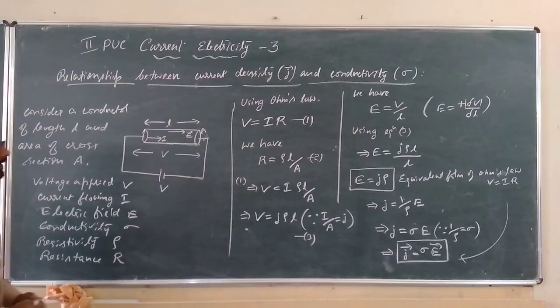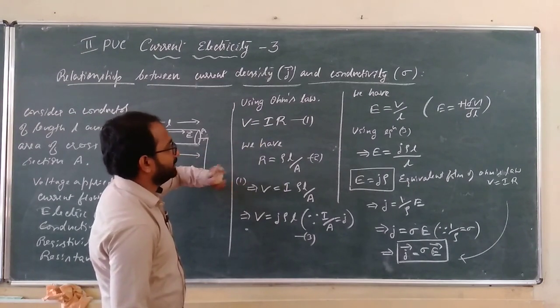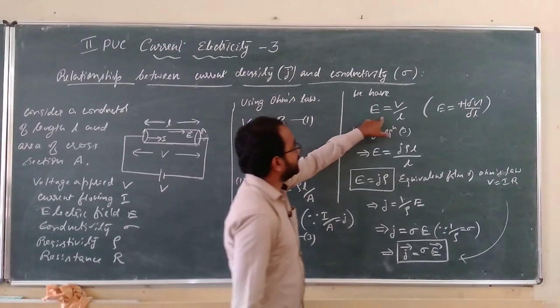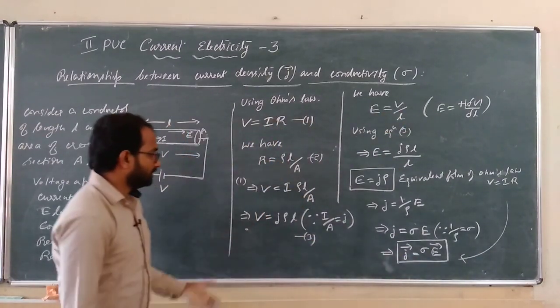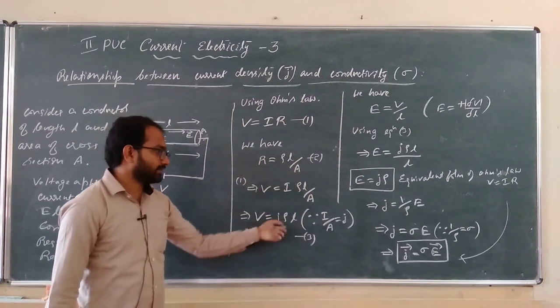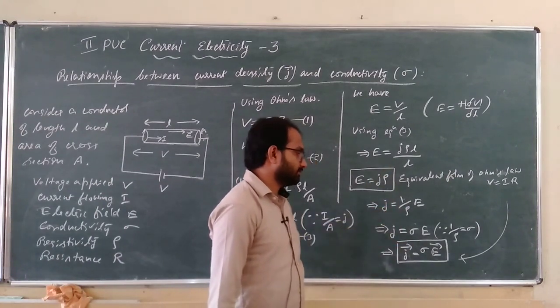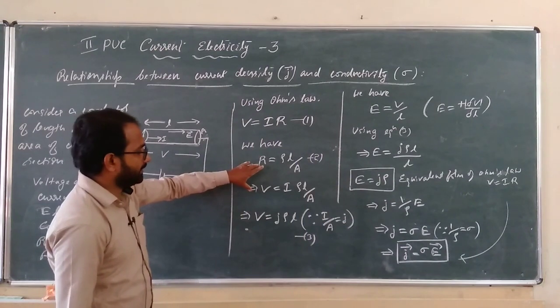Important derivation. Main three steps: V is equal to IR, R is equal to rho L by A, E is equal to V by L. Then using these you have to derive J is equal to sigma E. You should know that I by A is current density and 1 by rho is sigma, the conductivity. So therefore these three steps are very important.